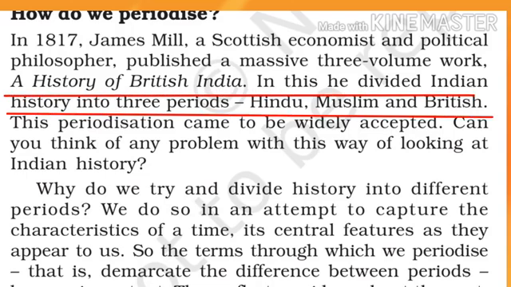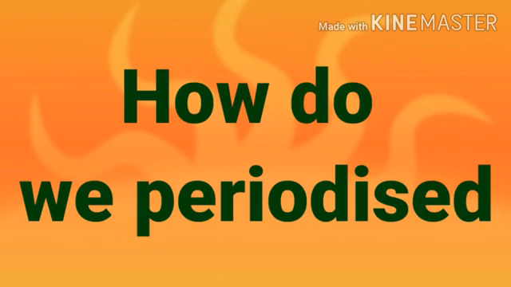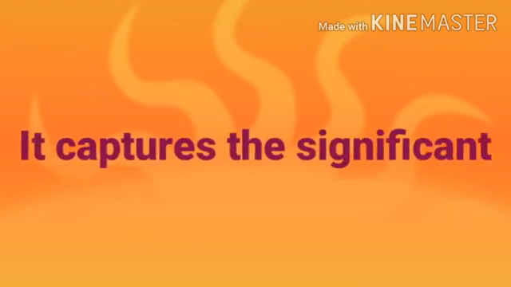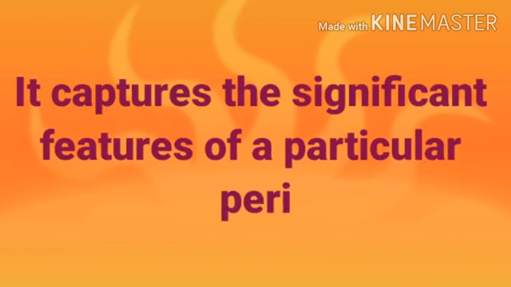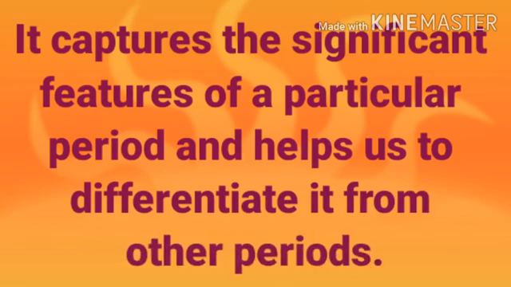Students, the Britishers periodized Indian history into three parts: Hindu, Muslim, and British. British rule represented all the forces of progress and civilization. So, here I am going to start our next topic: how do we periodize? Students, periodization helps us understand the sequence in which various events occurred and their effects. It captures the significant features of a particular period and helps us to differentiate it from other periods.